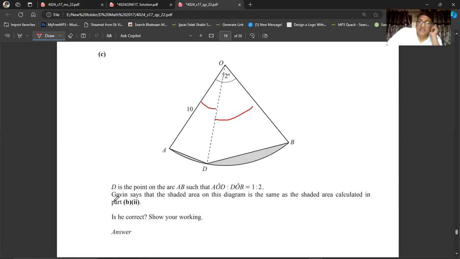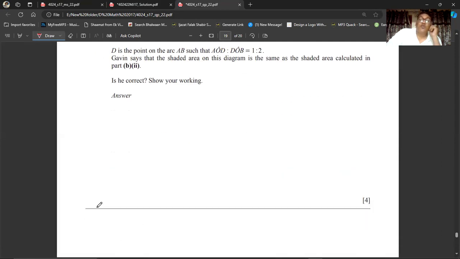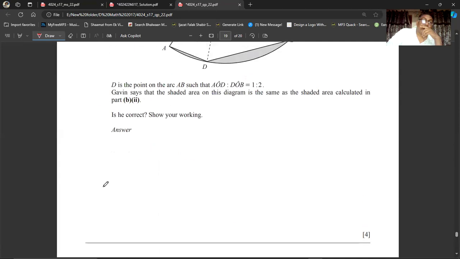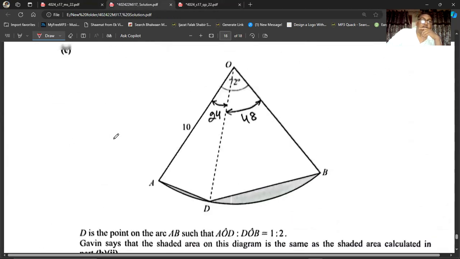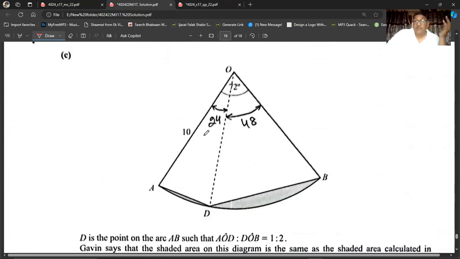It says, Gavin says that the shaded area on this diagram is the same as the shaded area calculated in part B, second part. Okay, is he correct? Show your working. It's a 4 marks question, and very simple. So I will find this angle, which will be 24. I will find the other angle, which will be 48.